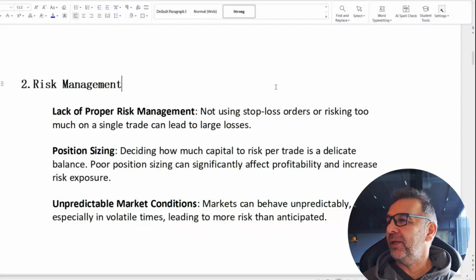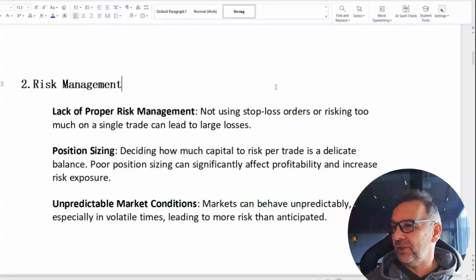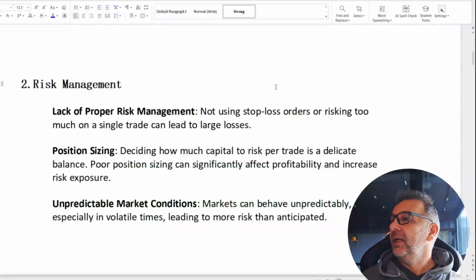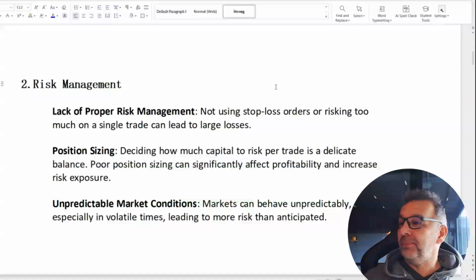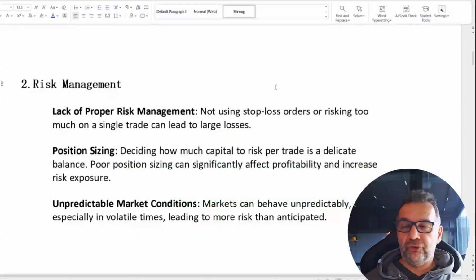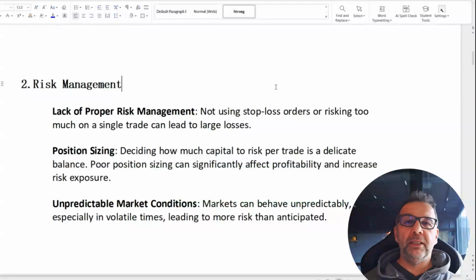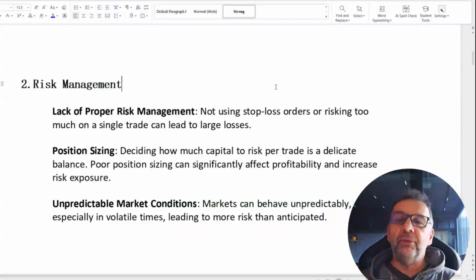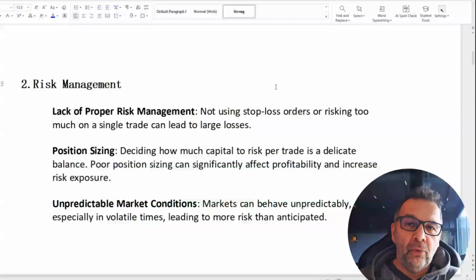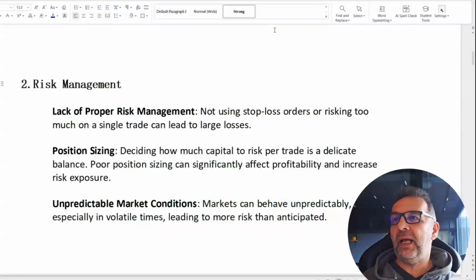So what are the problems here? Not using stop loss orders or risking too much on a single trade, which can lead to large losses. Position sizing, how much capital to risk per trade, and then unpredictable market conditions. Markets behave unpredictably, so they say, and therefore it's causing a lot of dramas for traders. So let's see how we can overcome it at the Global Trader Club.